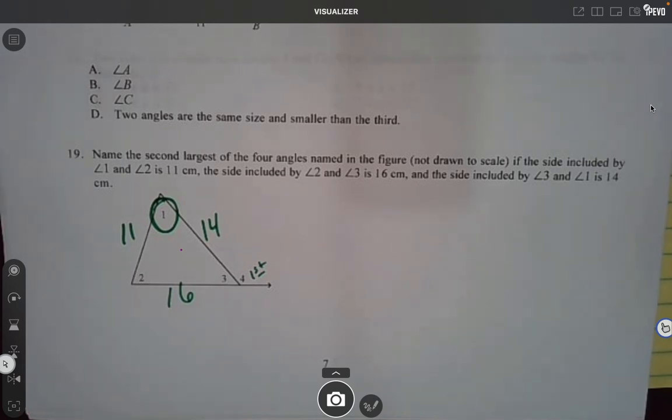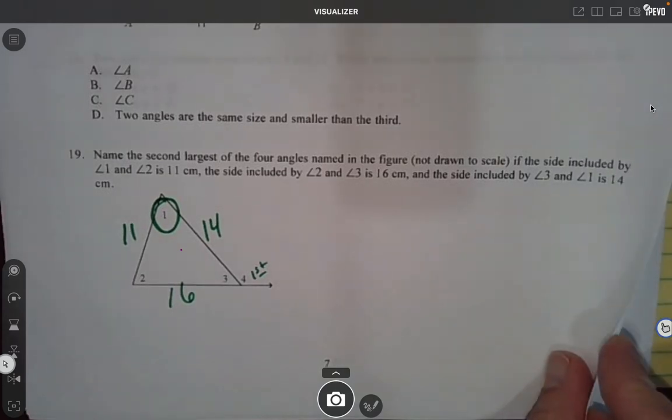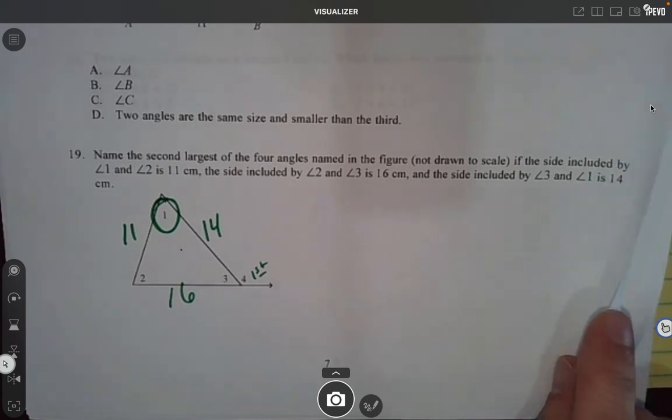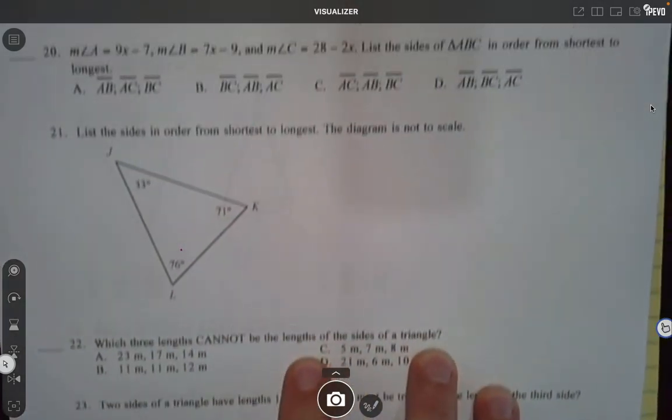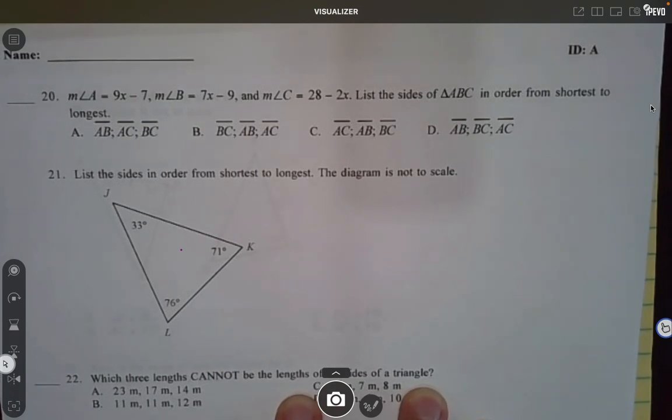Halfway done, y'all. Can I keep going, or are we writing? Keep going. Are we doing bad? No. It looks like a lot. Number 20. I don't even like it. I don't know if I'll put it on the test or not, but I do like this one. It's challenging.